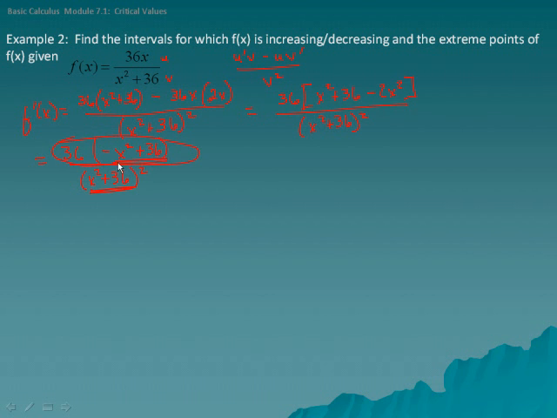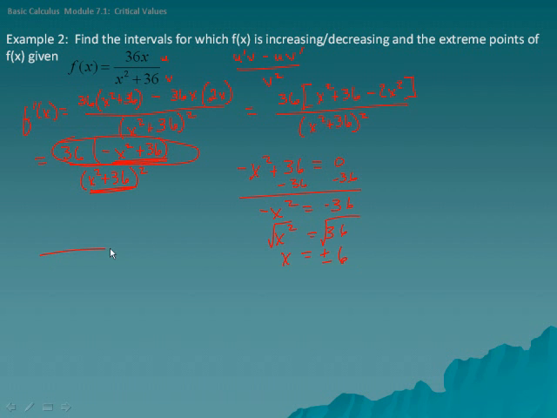So let's look at this point right here. We need to look at where negative x squared plus 36 will be equal to 0. Let's subtract 36 from both sides. So that's negative x squared is equal to negative 36. So that's when x squared is equal to 36, and then we take the square root of both sides. So x would be equal to plus or minus 6. So here are some critical values.